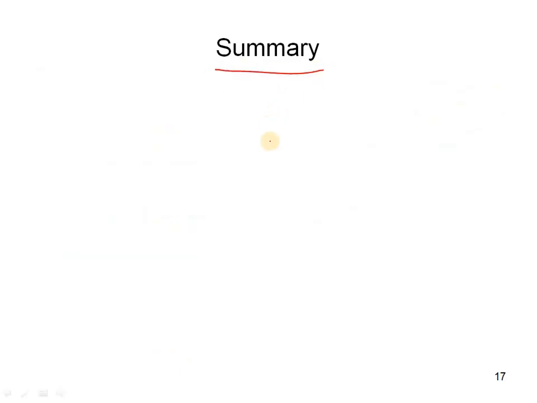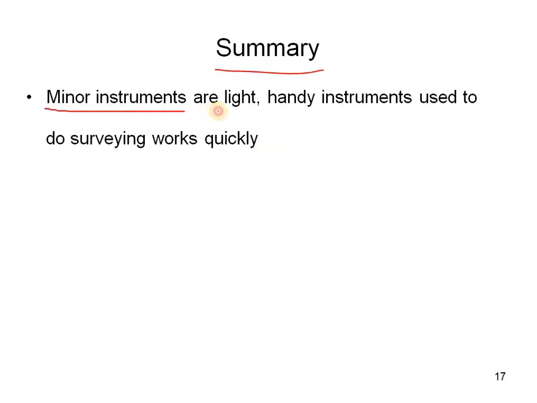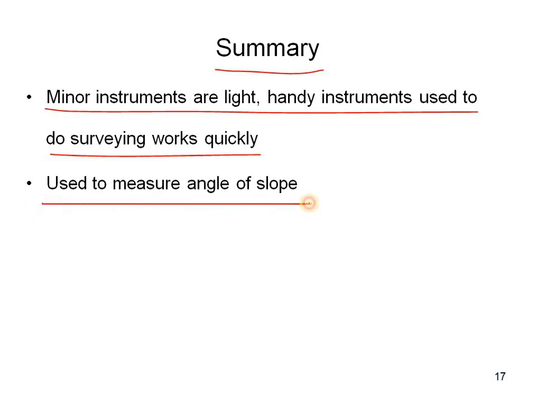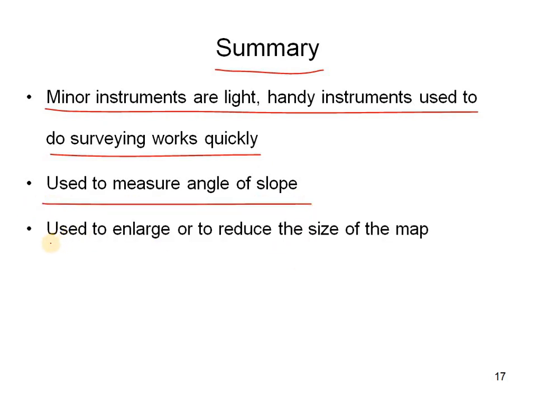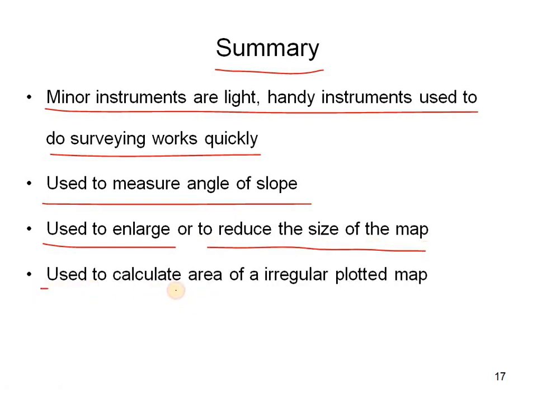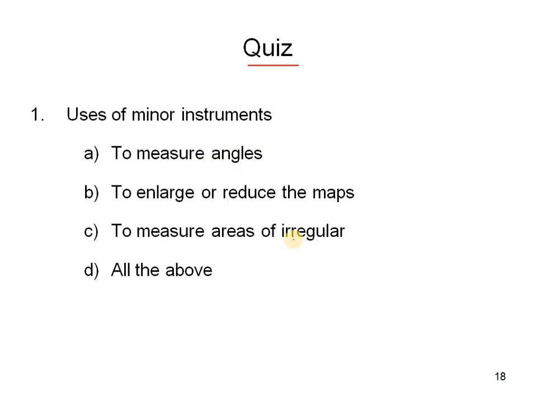So finally, summary. Today we have seen minor instruments are light, handy instruments used to do surveying works quickly, used to measure angles of slope, used to enlarge or reduce the size of the map, and used to calculate the area of an irregular plotted map. So the uses of minor instruments are to measure angles, enlarge or reduce maps, and measure areas of irregular figures. Answer is D, all the above.